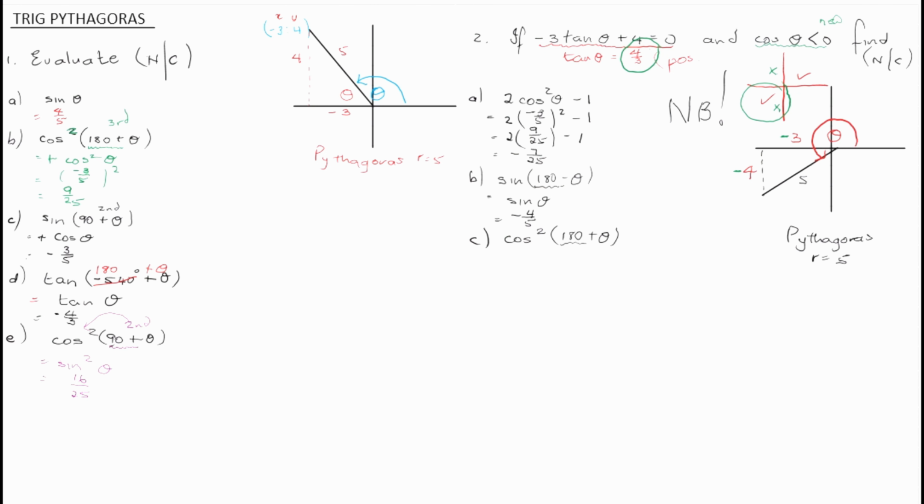So it's going to be minus 4 on 5. Right, we have another reduction. 180 plus is third quadrant, where cos should pick up a negative, but will be positive because of the square. So we just look it up and square it. So cos is x on r, so it's minus 3 on 5. So my answer is 9 on 25.